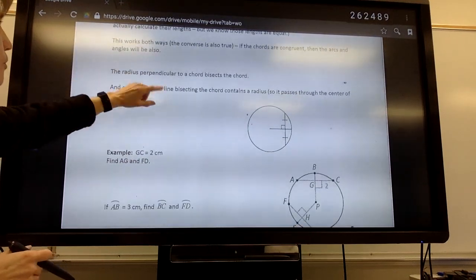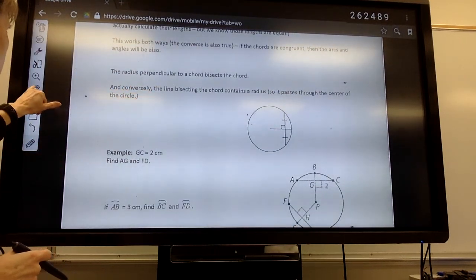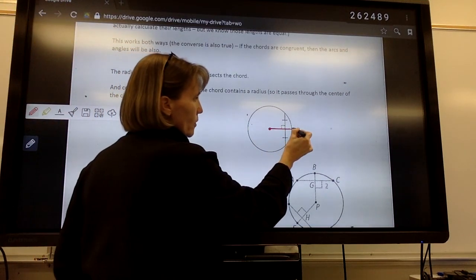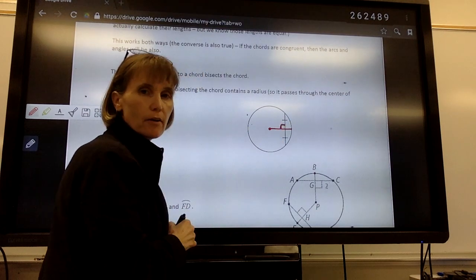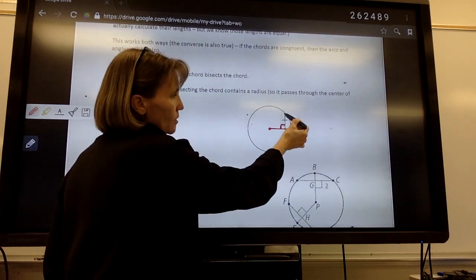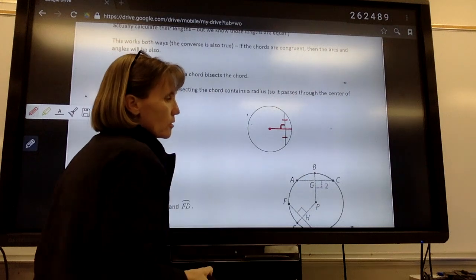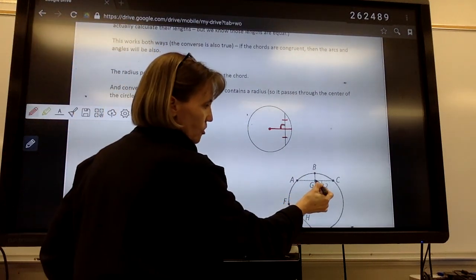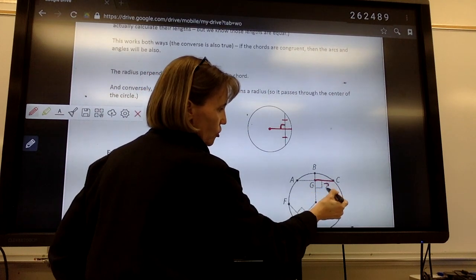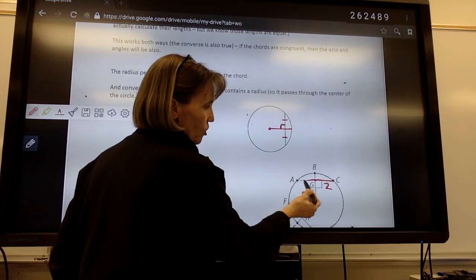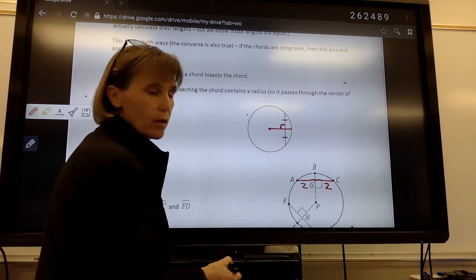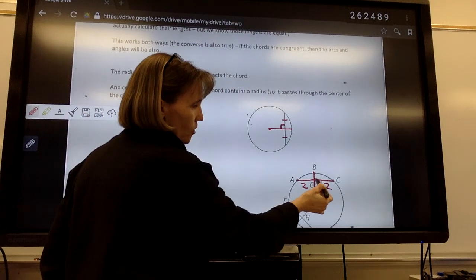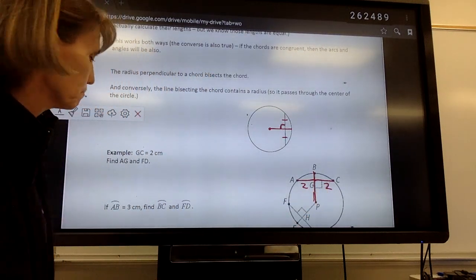It says a radius perpendicular to a chord bisects the chord. So here's a radius of the circle. If you see a perpendicular sign there, then you know that this chord has been bisected. You can see the congruent marks here. It's been cut in half. So on this picture down below, if the distance from G over to C is 2, that means the distance from G out to A has to be 2 as well, because this is a radius in the picture and it's perpendicular, so that chord has been bisected.